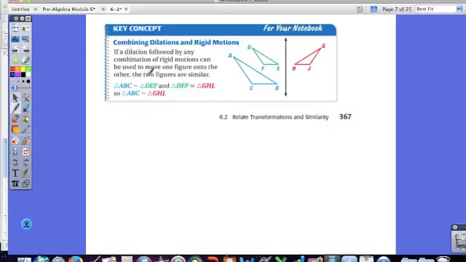If a dilation is followed by any combination of rigid motions, remember the rigid motions will preserve congruence, those can be used to move one figure onto the other, and the 2 figures are similar. So if you see here, ABC is similar to DEF. DEF was congruent to GHJ. It's a reflection over what looks like the y-axis. So ABC is similar to GHJ.